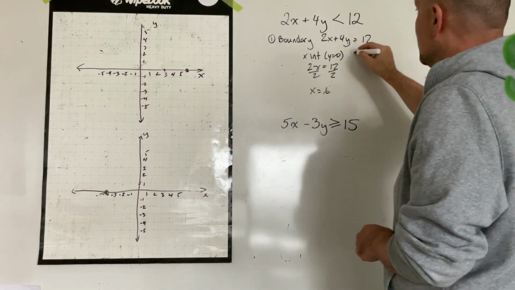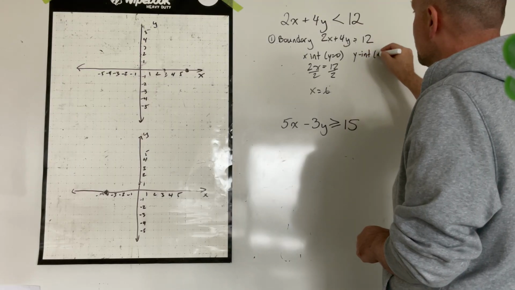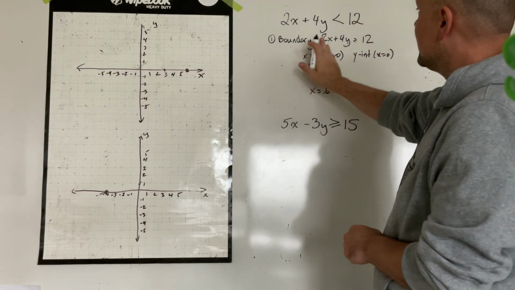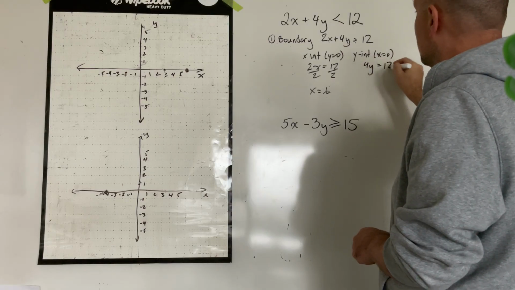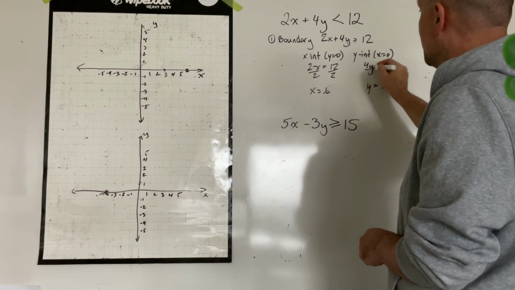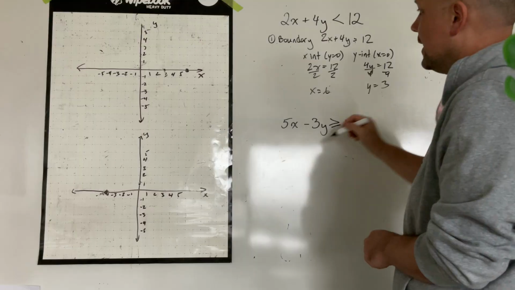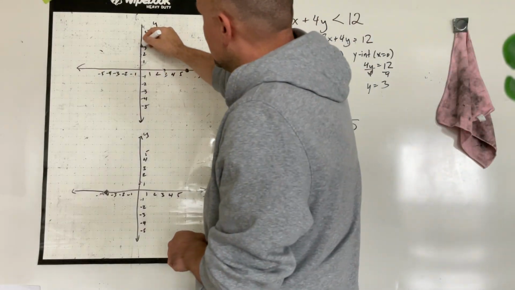Next, I'm going to do the y-intercept, which means x is 0. So if x is 0, I get 4y is equal to 12. That means I get y is 3 when I divide by 4. So y is 3.